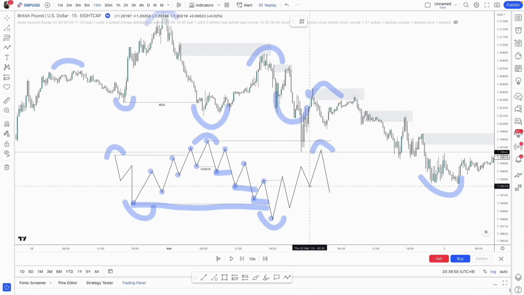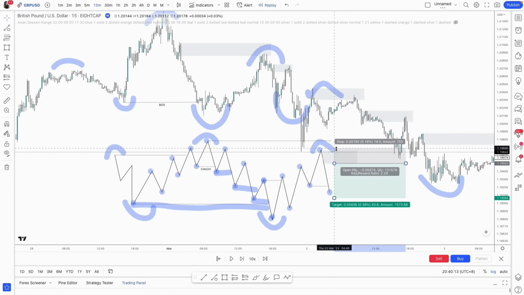Another internal change of character, because price was what? Lower high, lower low, higher high, change of character, higher low, higher high, higher low, higher high, lower low, change of character. So then from there, there is going to be a level of supply. And that supply zone right there is going to actually be where we take our entries.